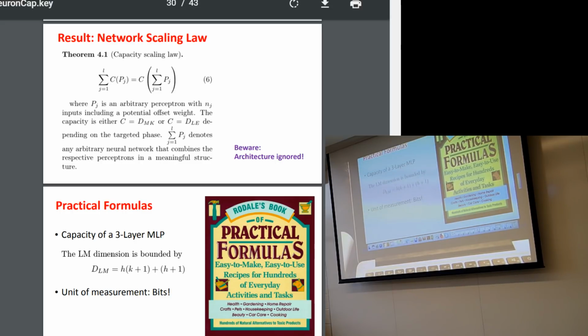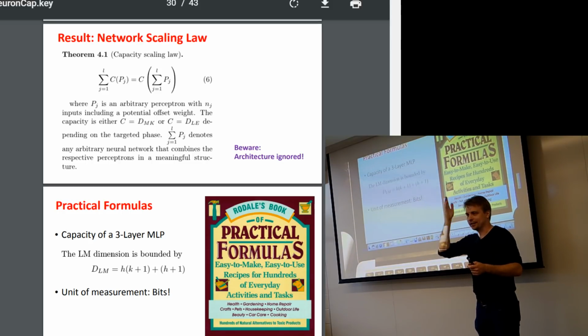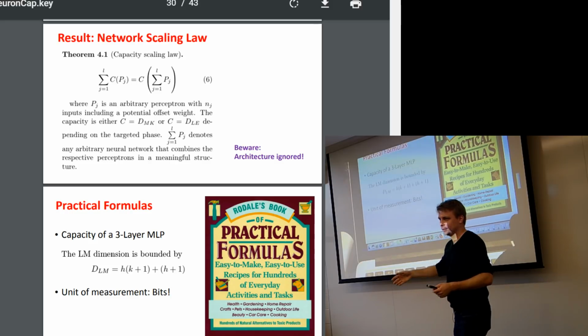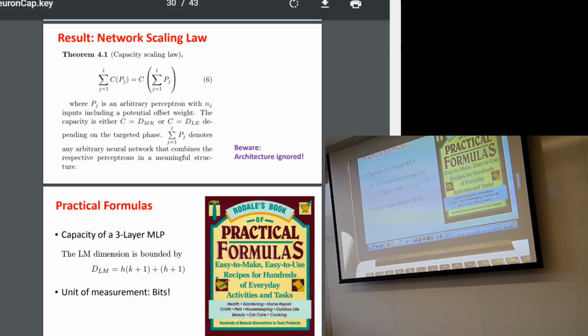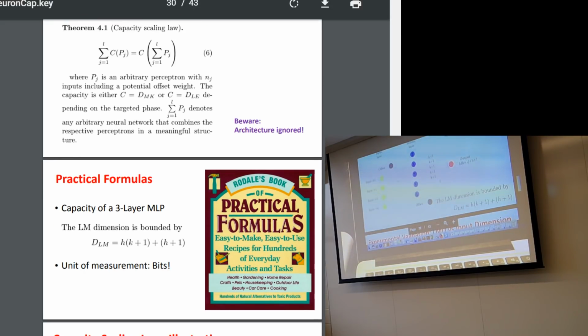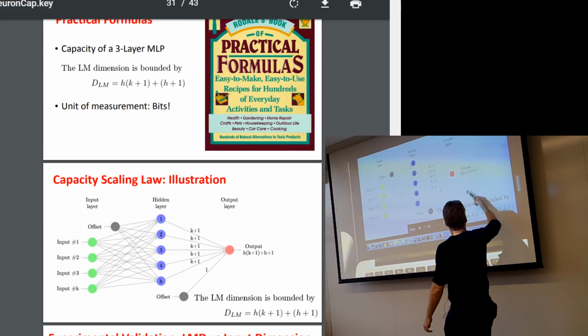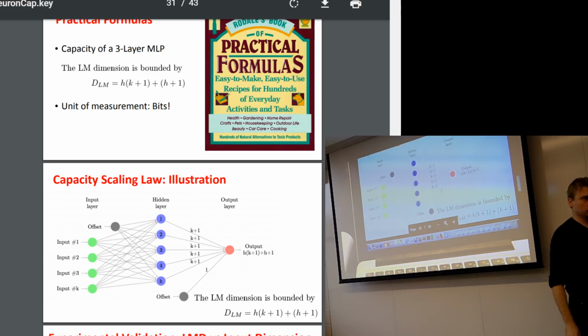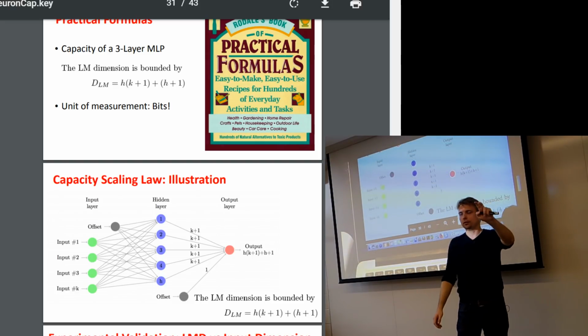So the typical three-layer MLP, or I think this is speech lingo, right? Three-layer MLP. I think they use another word, which is like input layer, hidden layer, output layer, right? You use this formula, done, okay? So unit of measurement is obviously bits, right? So now we did a little illustration. You'll see basically all you do is you count all the parameters, and you see, okay, that's what you can model, right?